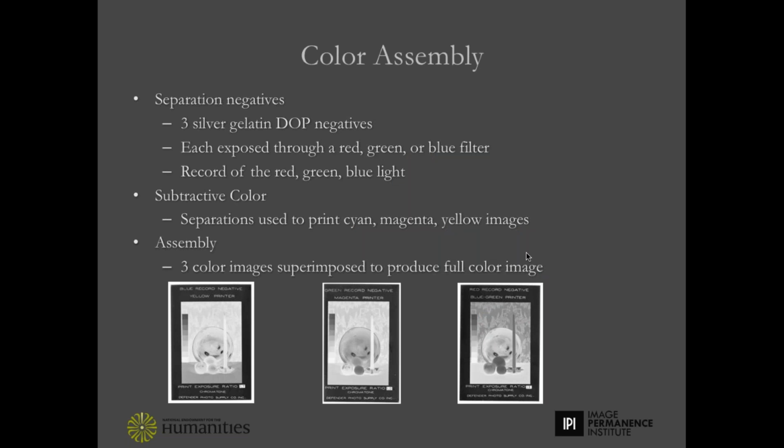First, I want to describe how color assembly works in general, and then we'll talk specifics. Like our screen plates, color assembly begins by creating a red, green, and blue record of the scene being photographed. Three negatives are made, each through a red, green, or blue filter, and these are called separation negatives. These negatives are then used to print a cyan, magenta, or yellow image. The three color images are physically superimposed to produce a full color image.